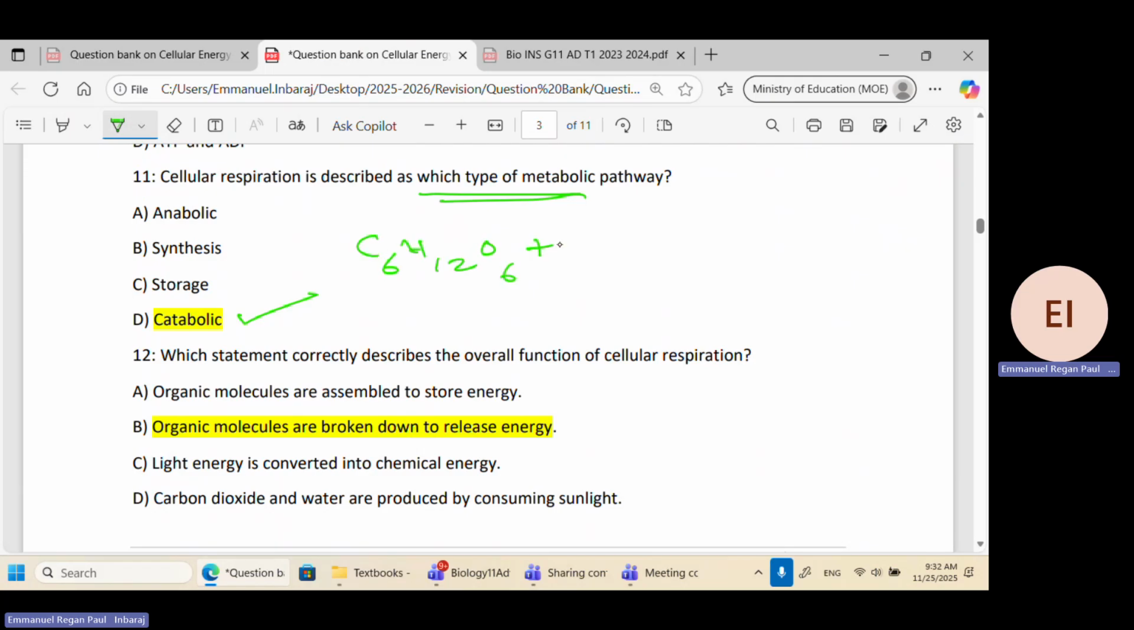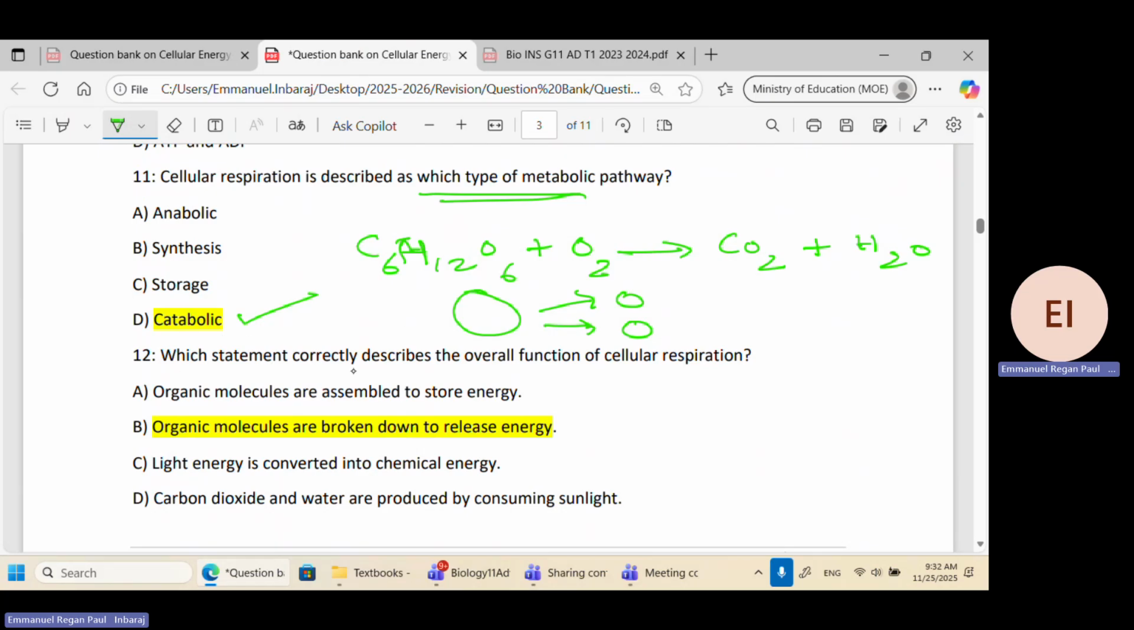C6H12O6, the bigger molecule, and oxygen gives CO2 plus H2O. You see, this is a large molecule. C6H12O6 is a large molecule. Now, this large molecule is broken down to smaller molecules, carbon dioxide and water. So this is a catabolic pathway.